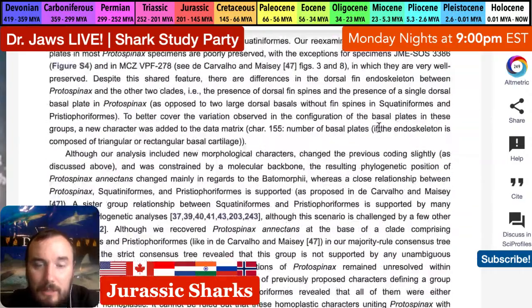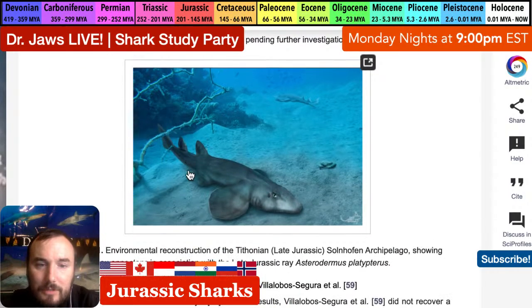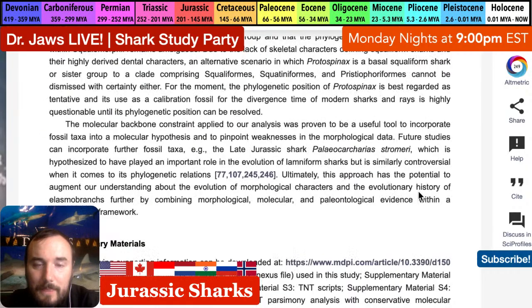So, I'm just gonna skip ahead to see if there's any other cool figures. Beautiful illustration of Protospinax, so ancient Jurassic shark that apparently is more closely related to modern angel sharks and saw sharks, which is pretty interesting.